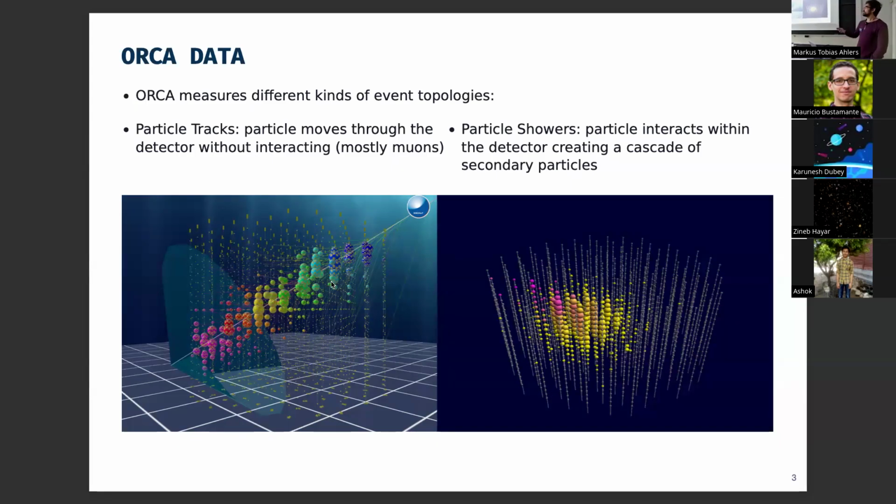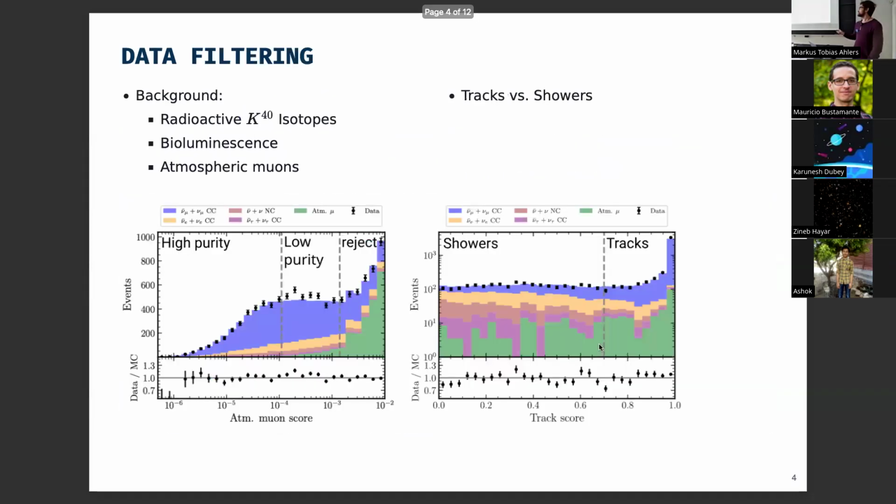Now the other topology we have is called a shower. It's here on this side. Eventually, it's just a charged particle entering. It interacts immediately and starts a cascade of secondary particles that then all emit some radiation. So eventually, we see it as more of a spherical shape. Now, to distinguish between those two and between background and signal, we usually use boosted decision trees.